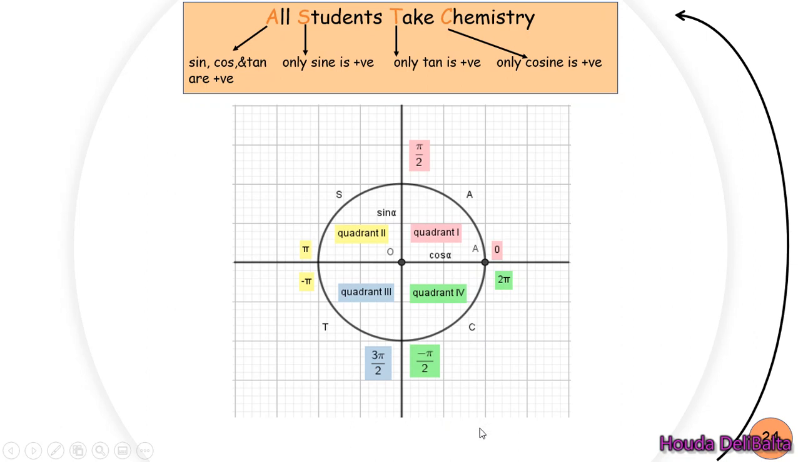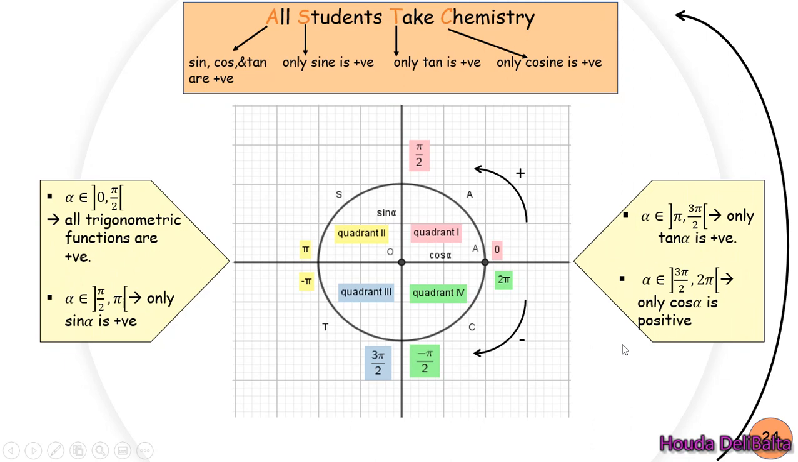That sentence makes things so much easier, because whenever I put A, S, T, C along this circle moving in the positive sense, I make sure of the sign of the trigonometric lines. Don't forget, the positive sense is that way and the negative sense is that way, and we usually move along the positive direction. To sum up, here are the rules.